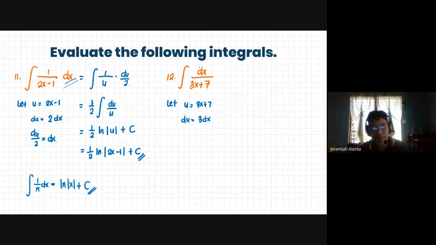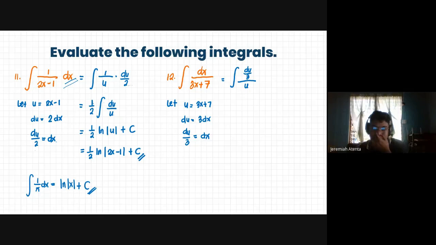Now, as you can see, wala namang 3 sa taas. Walang katabi si dx, so we will just divide both sides by 3. Okay, so we have du over 3 equal to dx. So, from that, we will now have the integral of dx is now du over 3. So we have du over 3 over 3x plus 7 is just u, right?